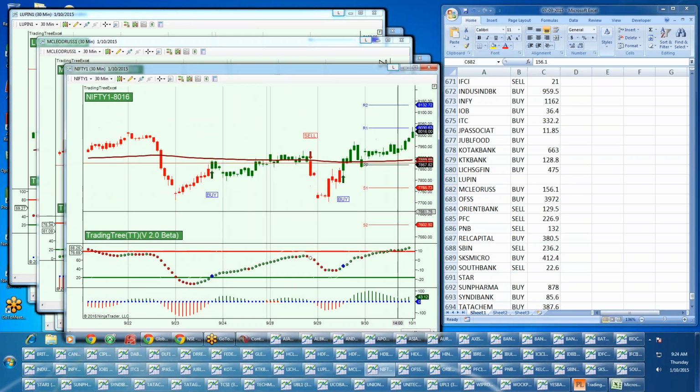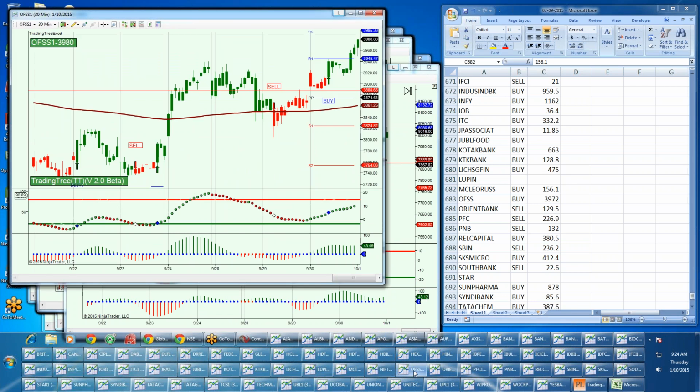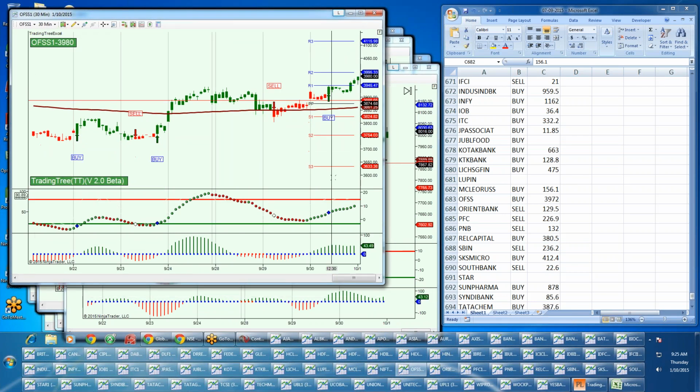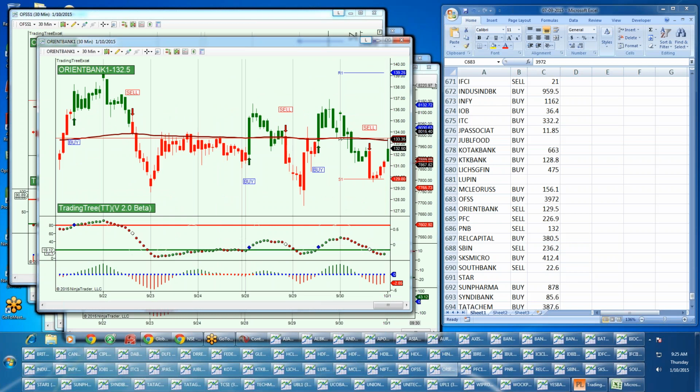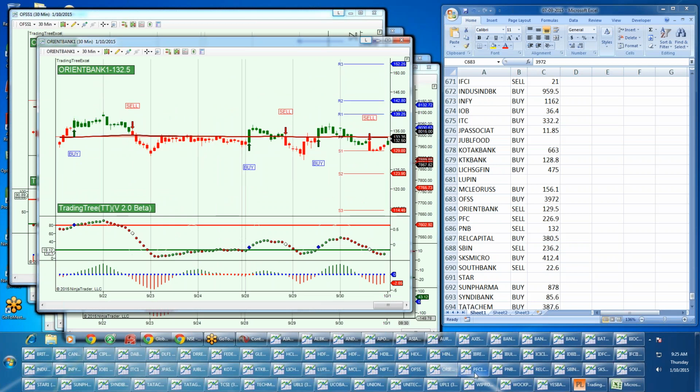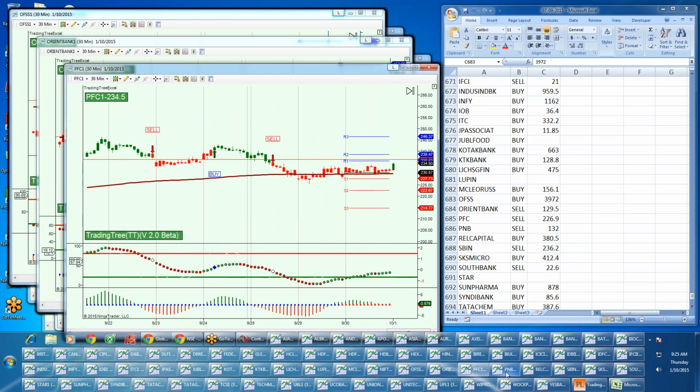That is a Nifty chart. We have a resistance at 8030. So if it breaks, then your next level will be 8132. That's OFSS, Oracle Financials. We have a buy at 3972. It's now at 3980. Orient Bank, we should get a buy. PFC will be getting a buy.